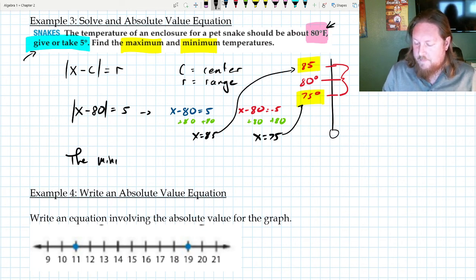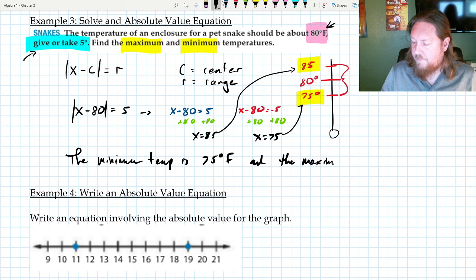The minimum temp is 75 degrees Fahrenheit, and the maximum temp is 85 degrees Fahrenheit.